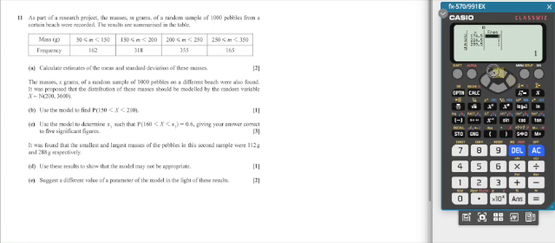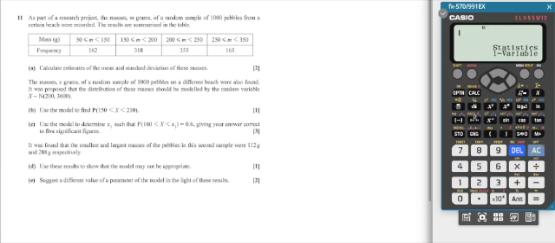Let's go and change the frequencies. So 1, 6, 2, 3, 1, 8, 3, 5, 5, 1, 6, 5.